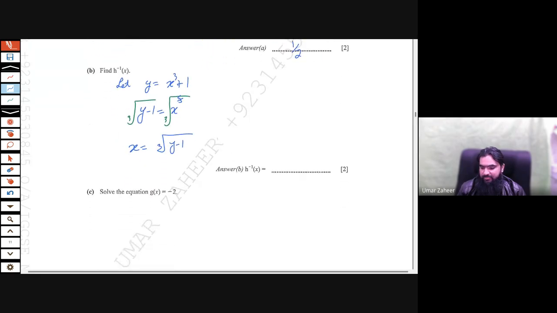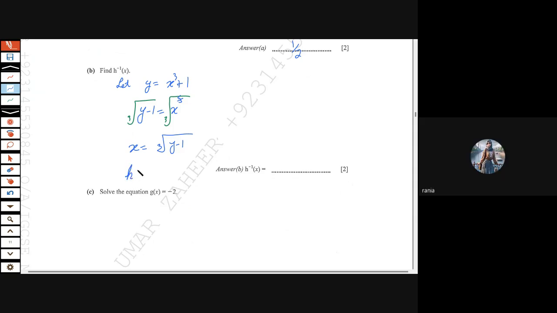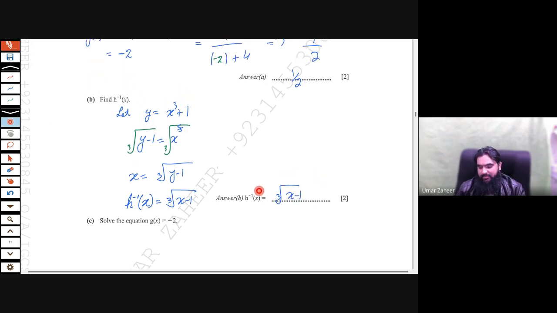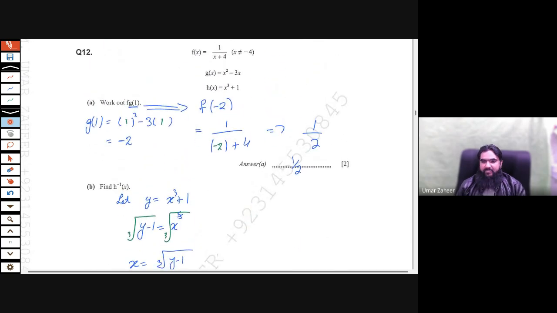Yes, Malaika, what will we do next? Sir, we write the question as it is, and replace x with the inverse function and y with x. So the cube root of x minus 1. So the inverse of this function is the cube root of x minus 1. Yes, everyone, any question up to here? No.